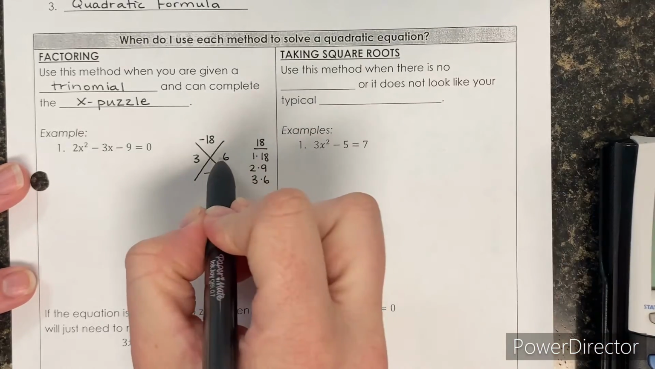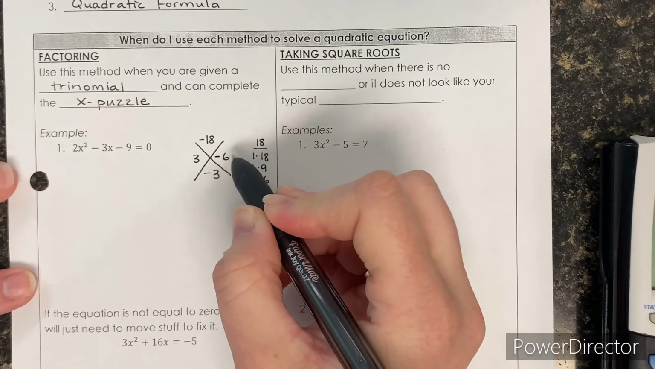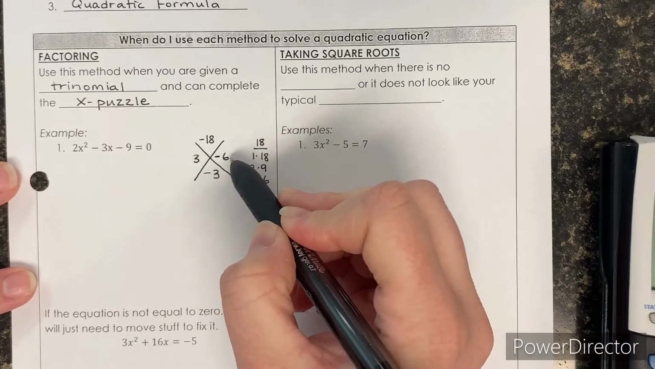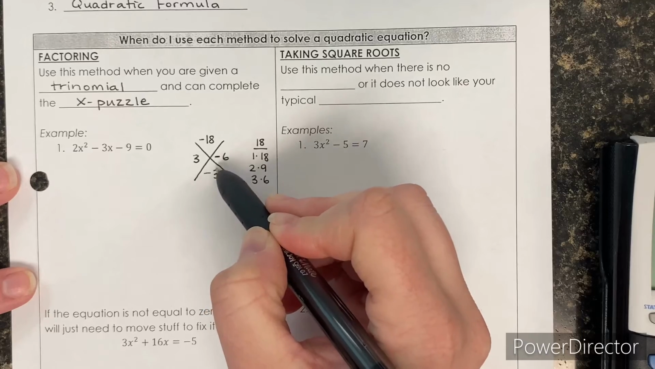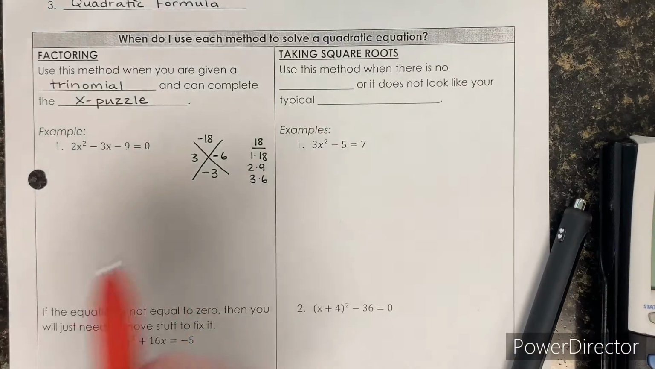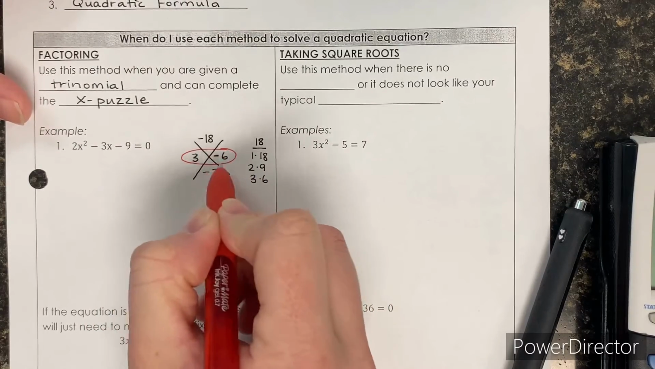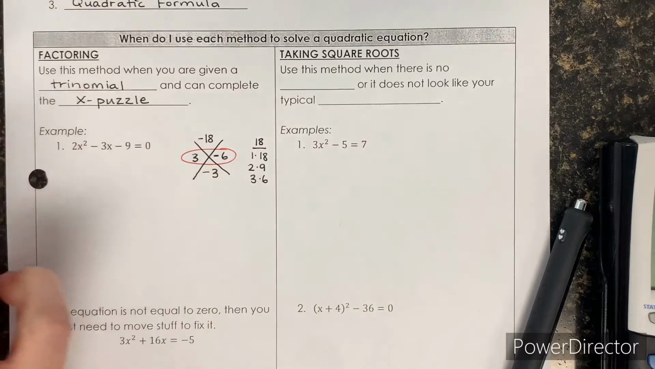And so because of that negative 3, this 6 is going to have to be negative, because this is going to be the same as 3 minus 6, which is going to give me that negative 3 when I add those 2 together. So these are the numbers that make this work. And this is the only set of numbers. There is not another set of numbers that make that X puzzle work.